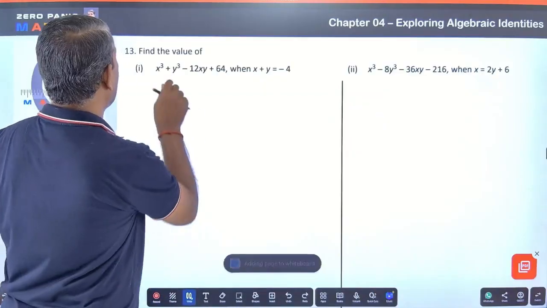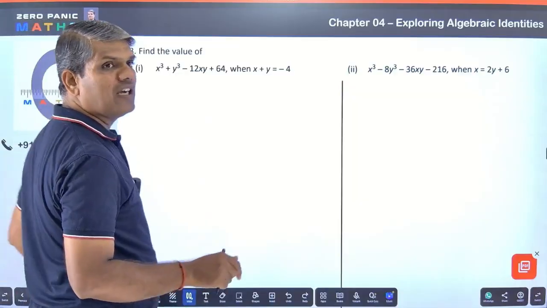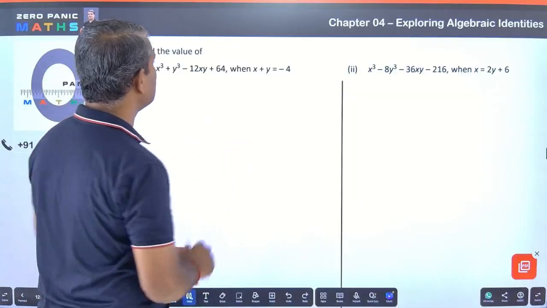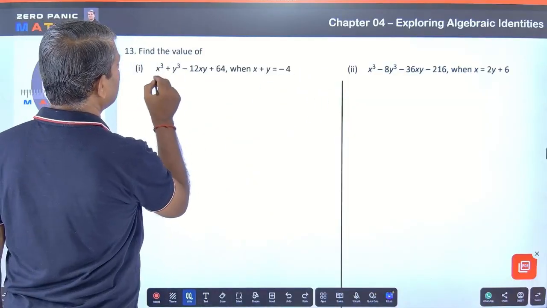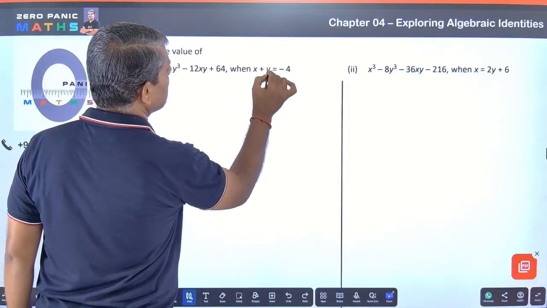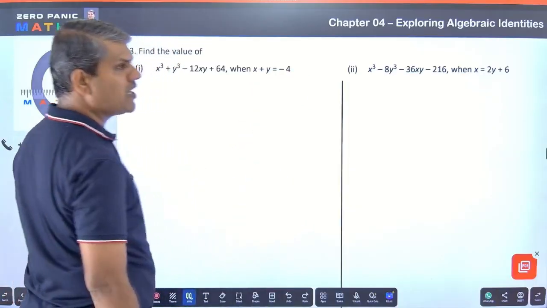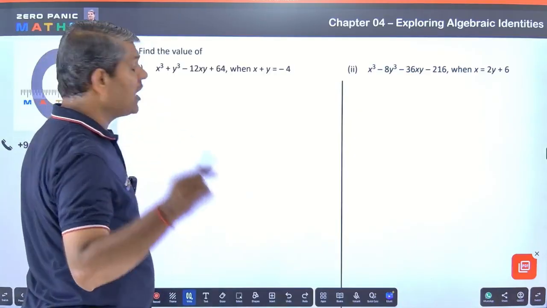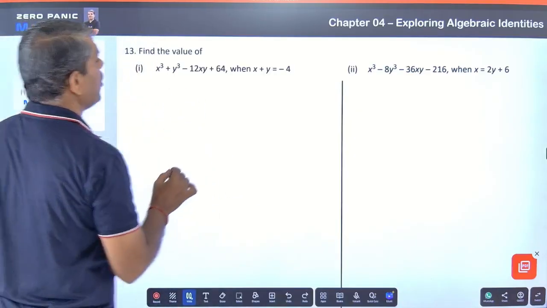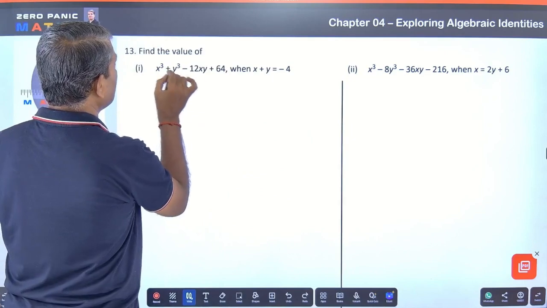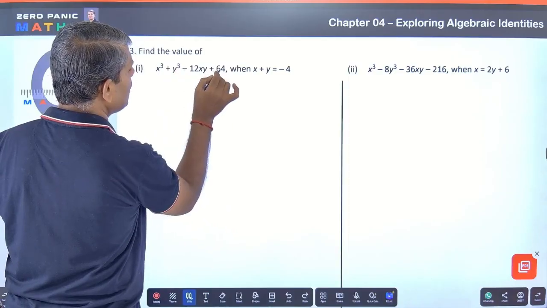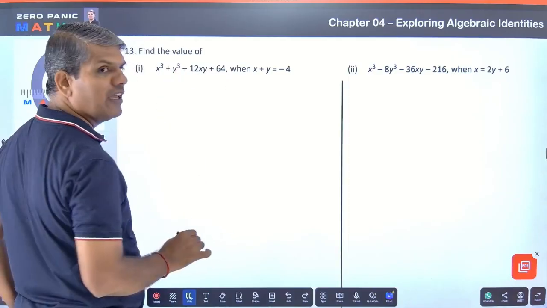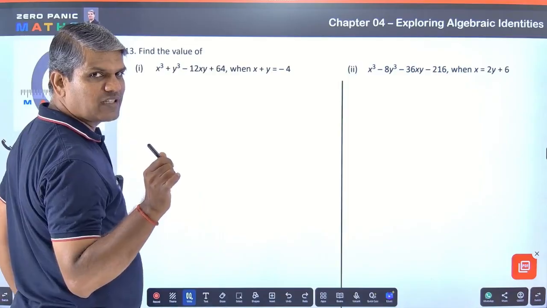This is the last problem in the end of chapter exercises. There are two different problems here. Find the value of this when x plus y is equal to minus 4. Listen carefully here, it's a very interesting problem. Now if you look at this, it looks like an a cube plus b cube plus c cube minus 3abc kind of problem.